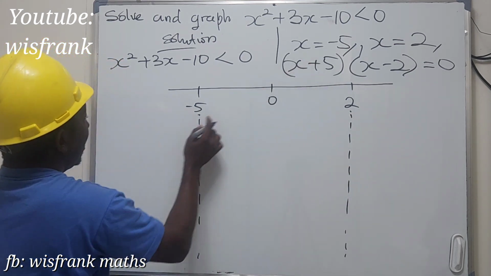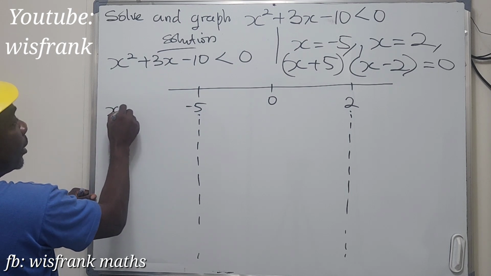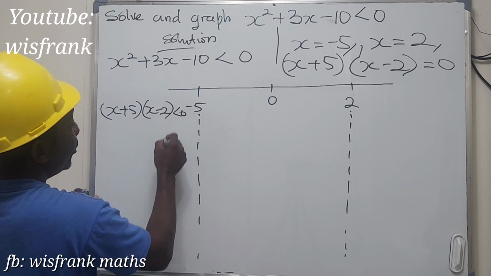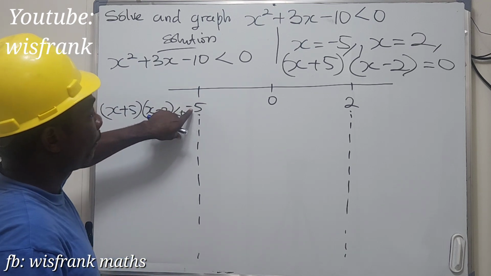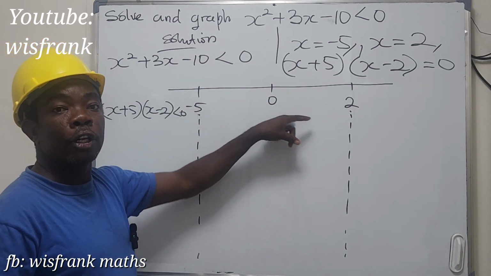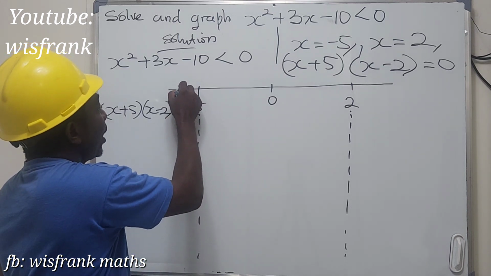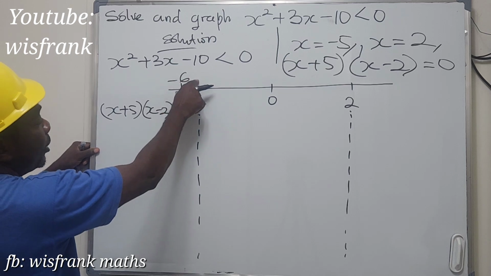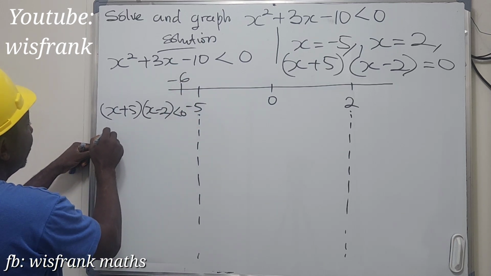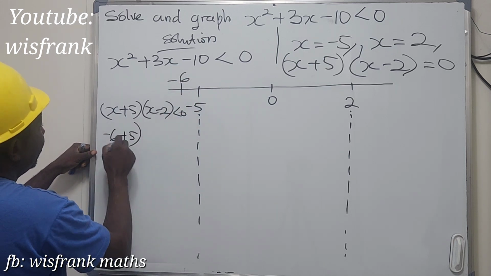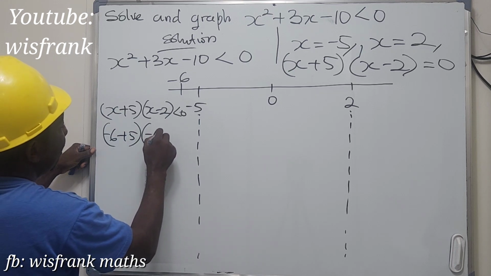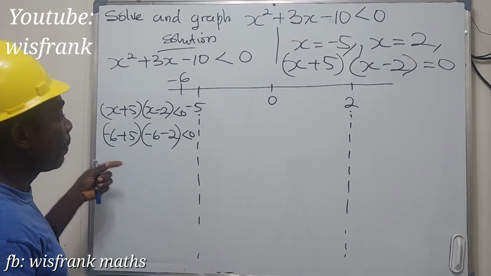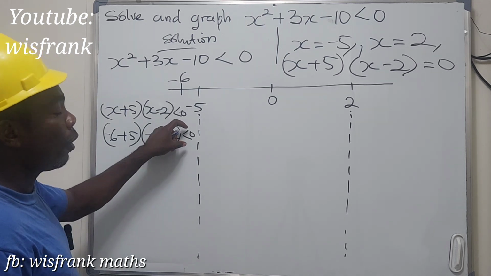Here, we have our equation (x + 5)(x - 2) < 0. In this case, because -5 and 2 are not inclusive, the next value that we are going to take is -6. So we are going to substitute -6 in the place of x here. So we have (-6 + 5)(-6 - 2) < 0. Let us see whether this is a true value of this statement.